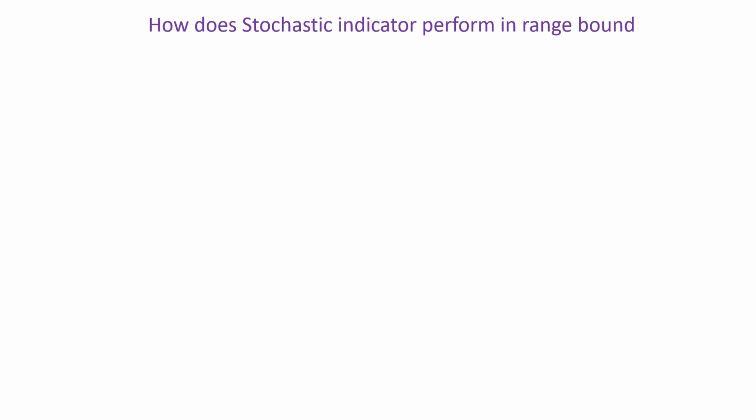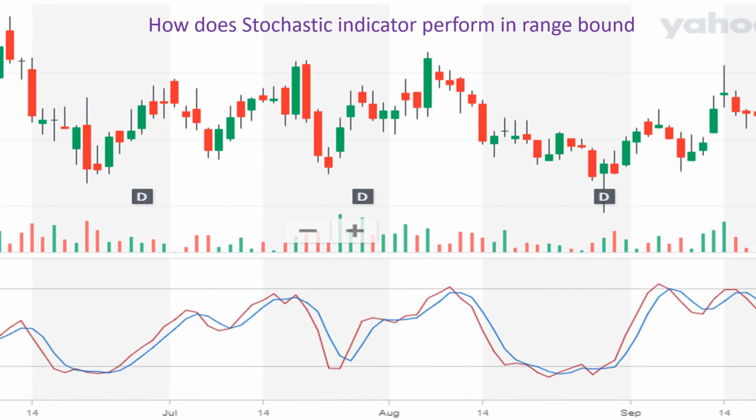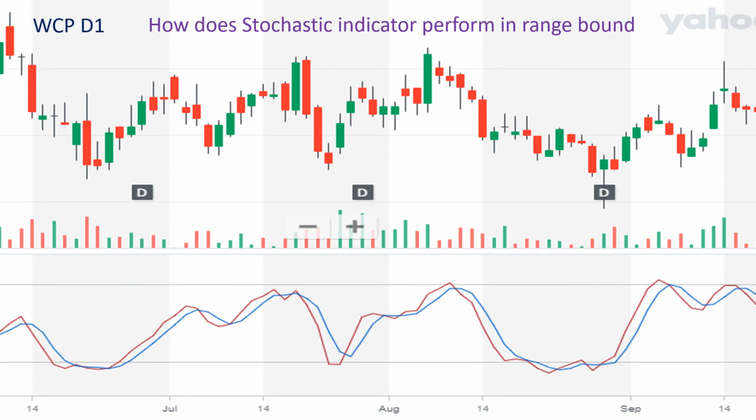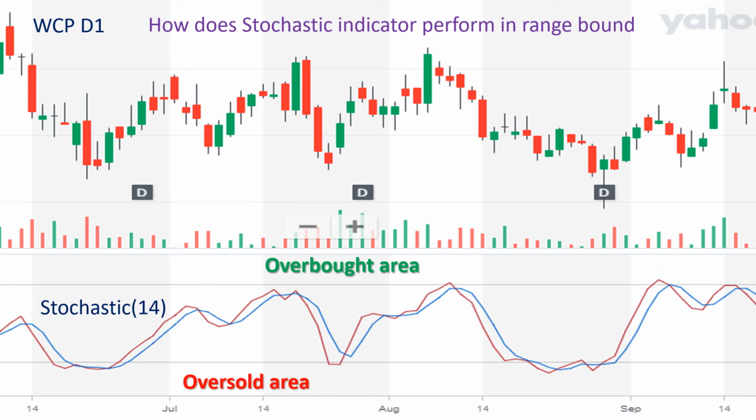How does a stochastic indicator perform in a range-bound market? This is the price trend, WCP D1 time frame. I installed a stochastic indicator with 14 days period. Now these are the overbought and oversold areas. A stochastic indicator performs excellently because anytime the trend reaches the overbought zone, it reverses when it loses its momentum, and anytime the trend reaches the oversold area, it reverses again when it loses its downtrend momentum.